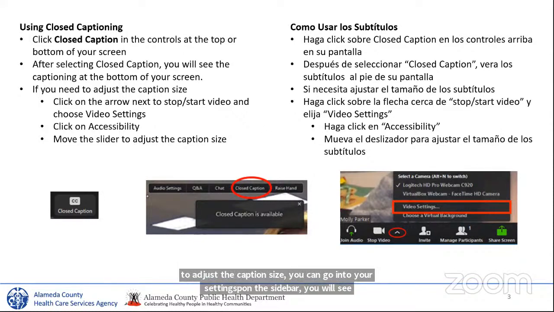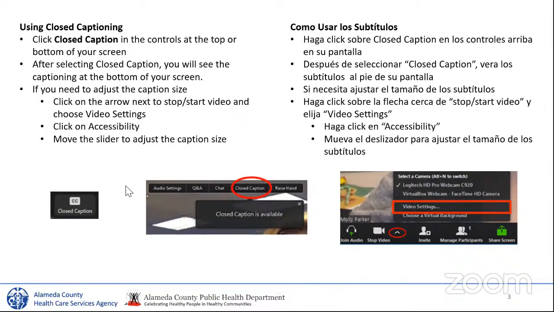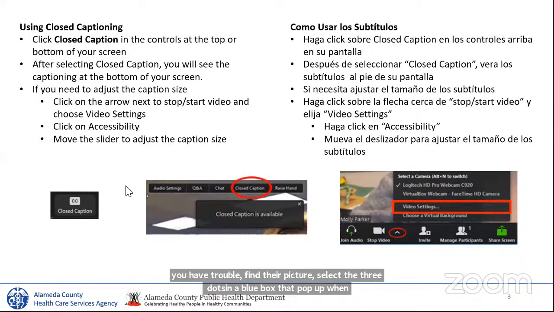We also do have our ASL interpreters. Thank you to Katie and Pamela. They will be spotlighted throughout the meeting, so you shouldn't have to do anything. But if you do have trouble, you can always try and find their picture. Select the 3 dots in the blue box that pop up when you highlight their video, and then click spotlight or pin. And I will pass it back over to you, Maria.